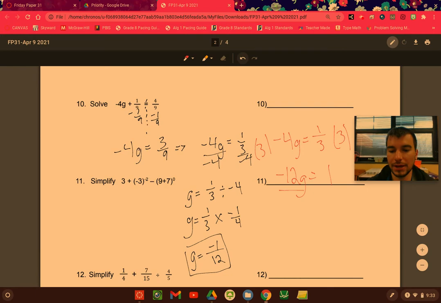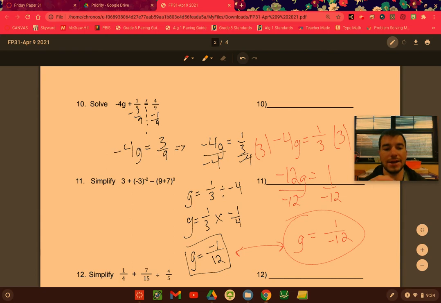And so divide by negative 12 to get g by itself. And look, g is equal to 1/-12. Now, is that the same thing? Are these things the same? Yes, they are, because remember, negative 1 divided by 12 is going to give me the same thing as 1 divided by negative 12.